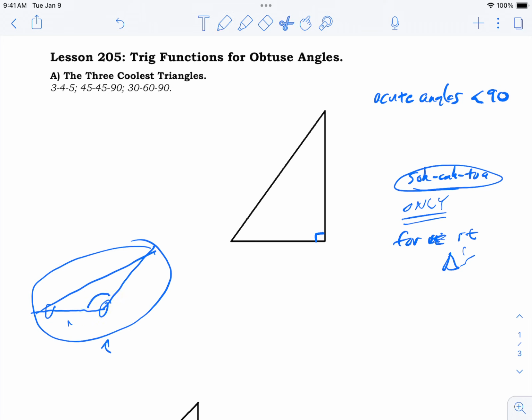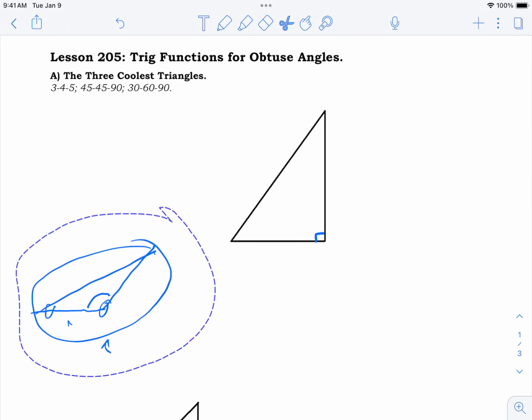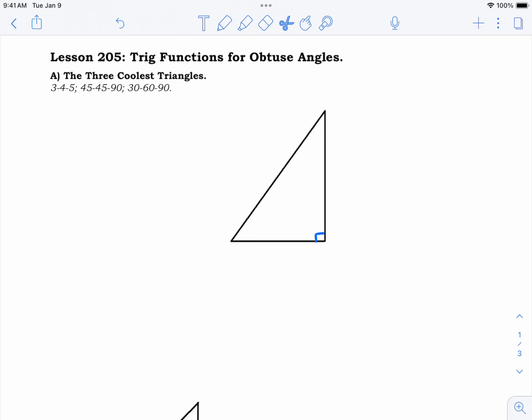Let me get some of this stuff out of here now. Kind of messing up my page here. Okay. So we're going to do that, I promise. But first, I wanted to show you some more right triangles, actually. But they're so cool that I can't move on until we've looked at these three very cool right triangles. So one more page of right triangles, and then I promise we get to the obtuse stuff.